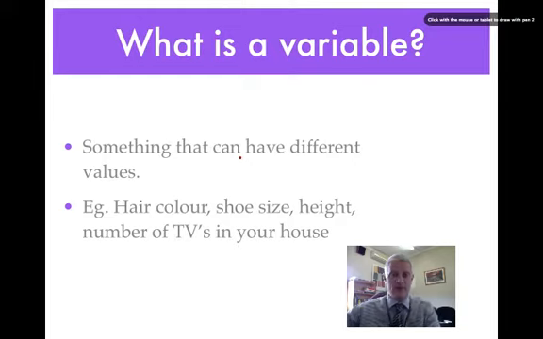Not any set value, it can have lots of different values. For example, hair colour can have a value. Hair colour is the variable. Shoe size can have a value. You're all wearing shoes. The size of your shoe has a value. But the word shoe size is the variable. Height of something, the number of televisions in your house, the number of mobile phones that you have, they're variables. And each variable has a value.